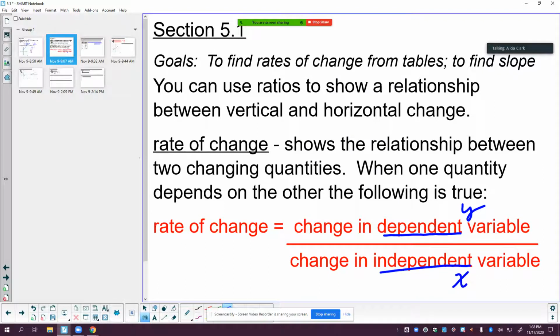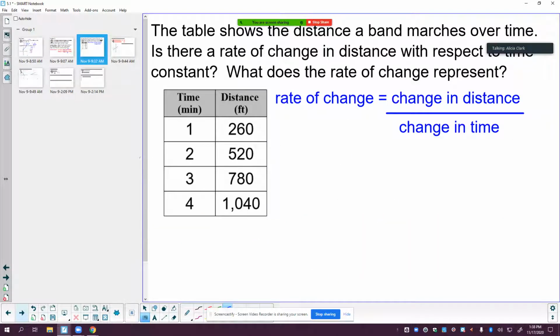So we are going to be looking at a table, and we are going to figure out what the rate of change is. It says the table shows the distance a band marches over time. Is there a constant rate of change in the distance with respect to time? What does the rate of change represent? So we're looking for the rate of change, or the change in the distance over the change in the time, because this is like x and this is like y. So distance is representing y, time is representing x.